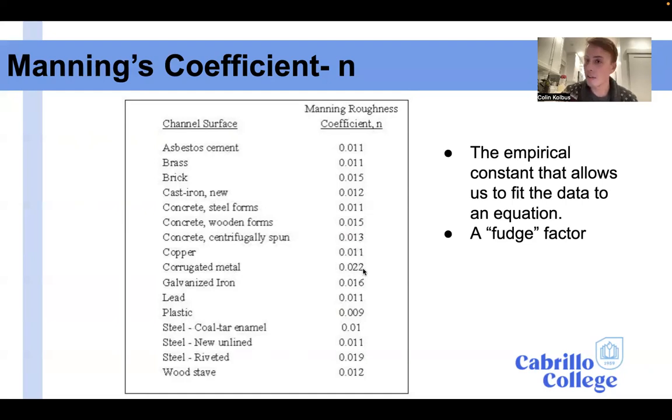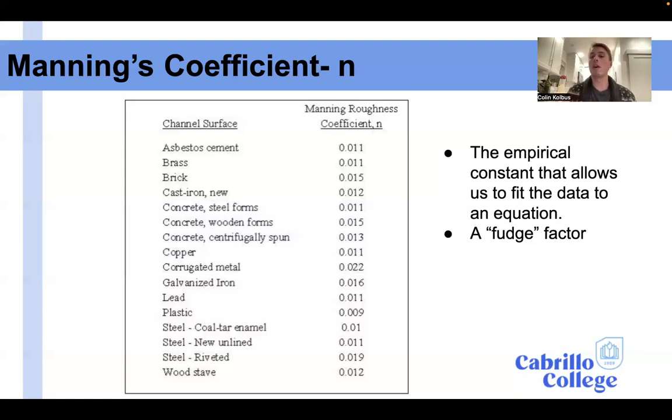Corrugated metal is rougher than concrete, and that's because of the corrugation. You have those ridges that are inhibiting flow a bit more. Plastic is very smooth, and so it has a very small Manning's roughness coefficient. As we increase the Manning's roughness coefficient, our flows are going to decrease, and we're increasing the roughness of the surface as this number increases.